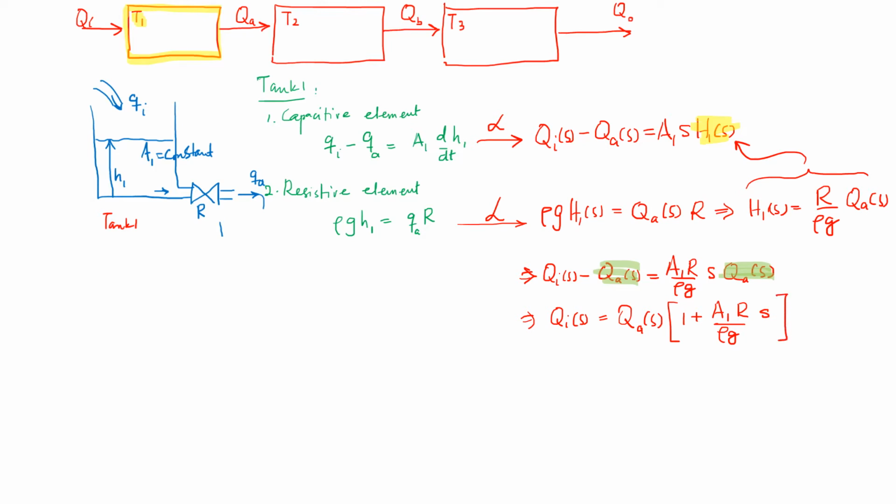Now in this particular scenario, I can make you recall that this expression was defined to be equal to the capacitance of the tank, labeled corresponding to tank number 1, like C1, and I can use that obviously. So that would make this whole expression: Qi of s is equal to Qa of s times 1 plus C1 R S over here. Since we need to transform this expression into a transfer function expression, which is output over input.